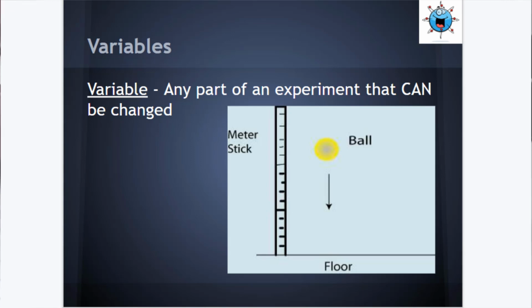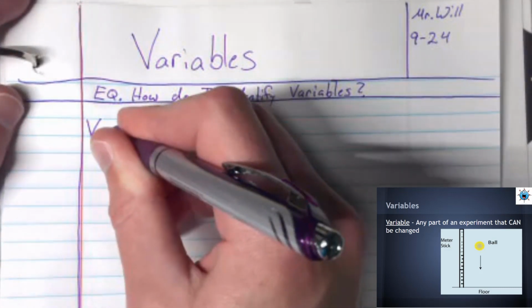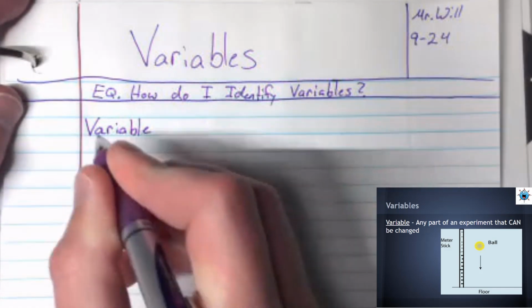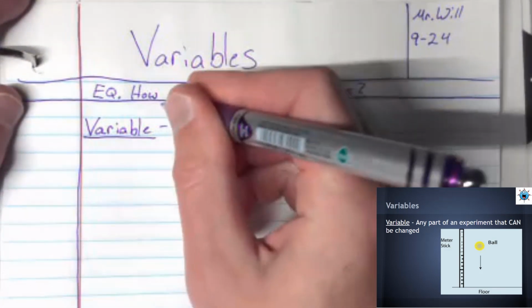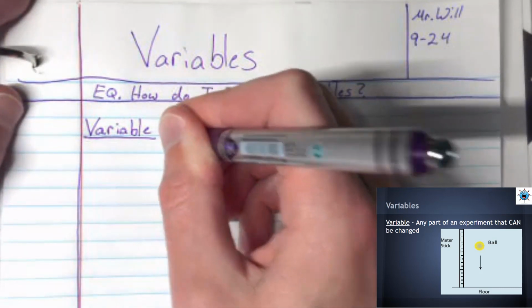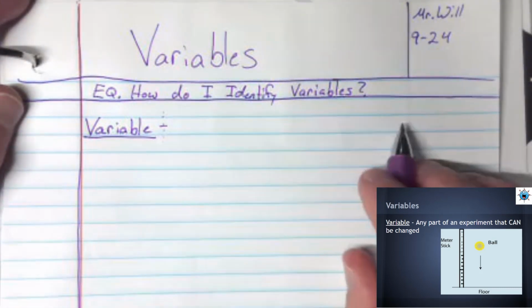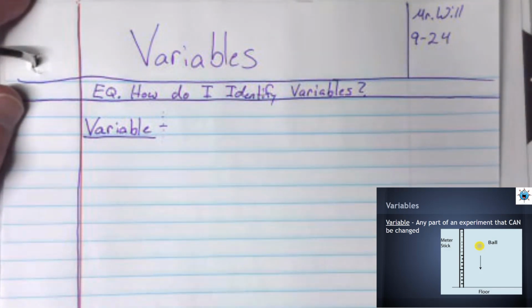So the first thing we need to do is write the definition of a variable. So remember, we start over here, variable, and then I underline it, and then I put my dash. Remember, my dash is my invisible line that I don't cross. My definition stays on this side, and this is my vocab word.